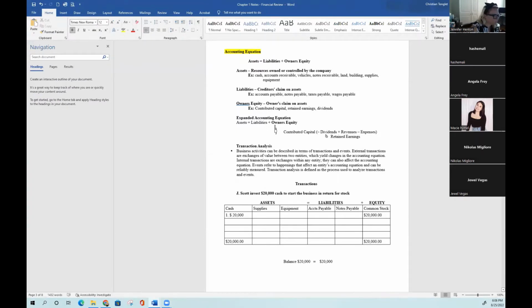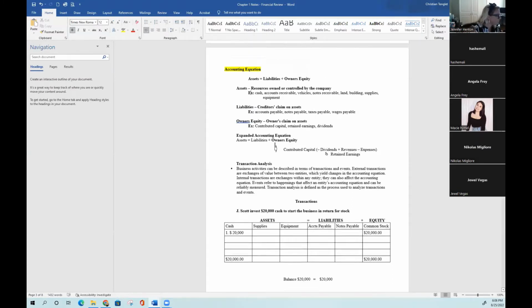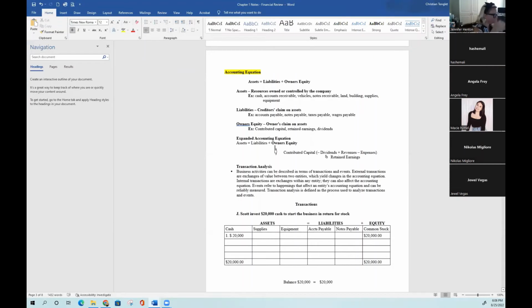So, okay, we're going to look at chapter 1 just real quick, just a couple of things. We're not going to go through a lot of the terms, but I want to make sure you remember the equation. So we have the accounting equation. It's highlighted here on the top of the page. It says assets equal liabilities plus owner's equity.